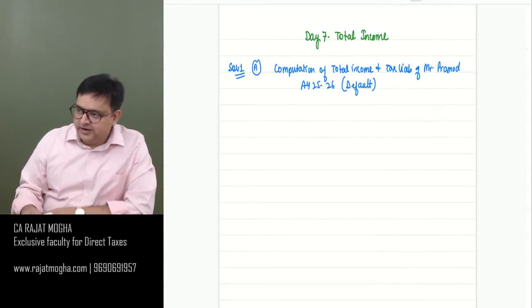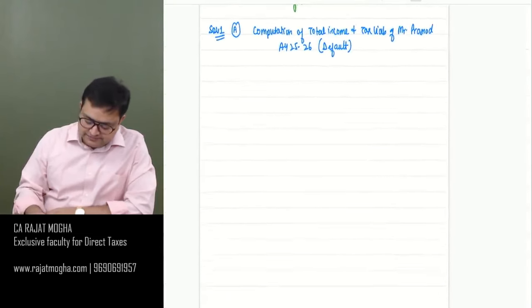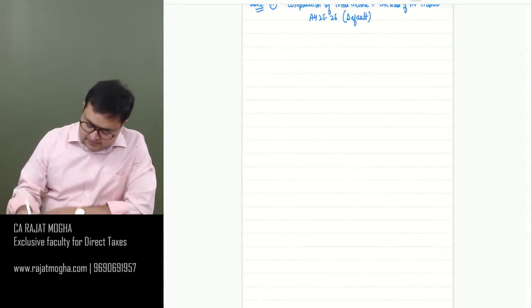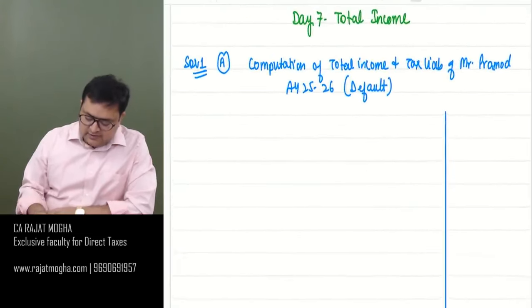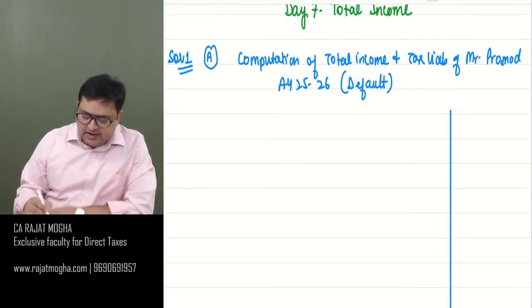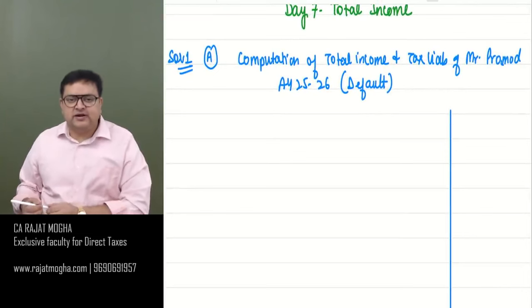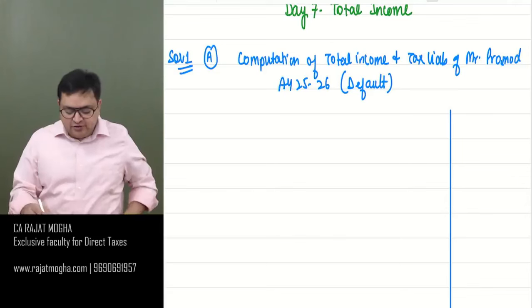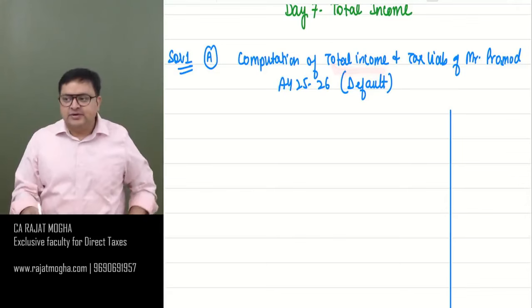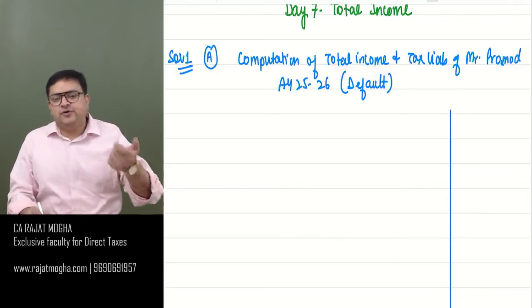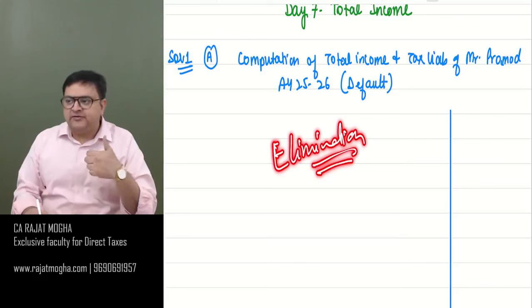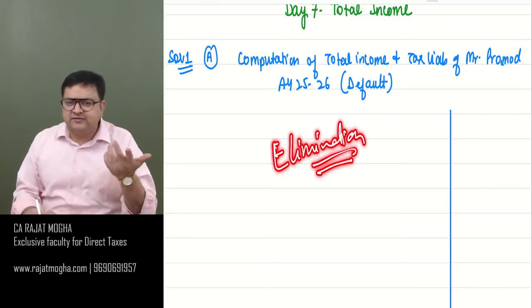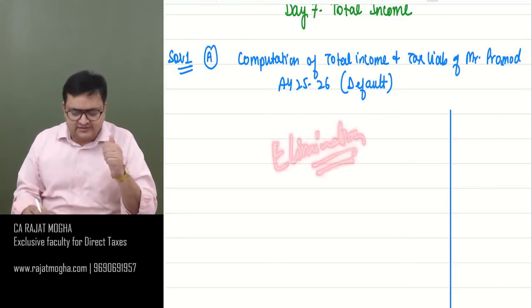So we have to calculate the total income. And as I have also said earlier, whenever your question is regarding the total income, you should see which head we don't have. Always use the elimination method. Which head we don't have? We have only 5 heads. Now it's very easy. You can do it in 10 seconds.